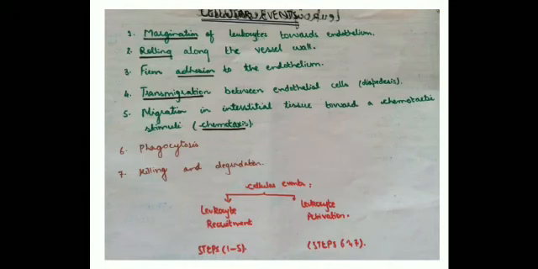The first one is migration of leukocytes towards the endothelium. Second is rolling along the vessel wall. Third is firm adhesion to the endothelium. Fourth is transmigration between the endothelial cells, that is diapedesis. Fifth is migration in interstitial tissue towards the chemotactic stimuli, that is called chemotaxis. Then phagocytosis, killing and degradation. The first 5 steps are involved in leukocyte recruitment, and phagocytosis, killing and degradation will be discussed in leukocyte activation.